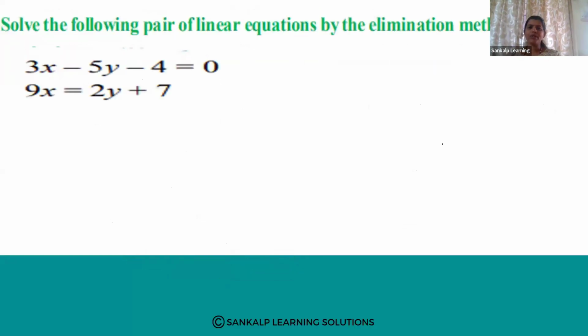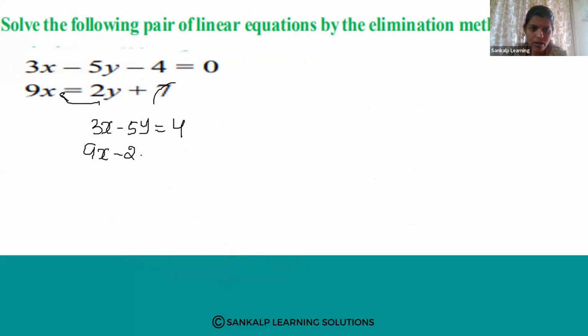Solve the following pair of linear equations by elimination method. Here we are going to use elimination method. My dear children, this is equation number 1, this is equation number 2. But we have an equal to sign here and an equal to sign here. First, we have to make them equal. 3x minus 5y, transfer this 4 to this side, 4. Right? Next, 9x, transfer this 2 to this side, you will have 2y, minus 2y is equal to 7.